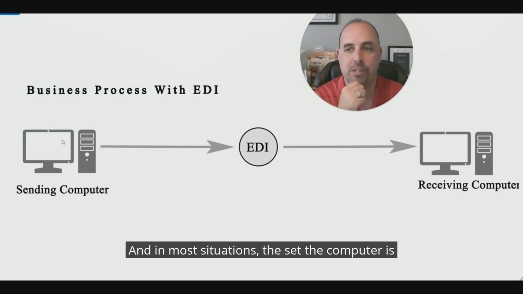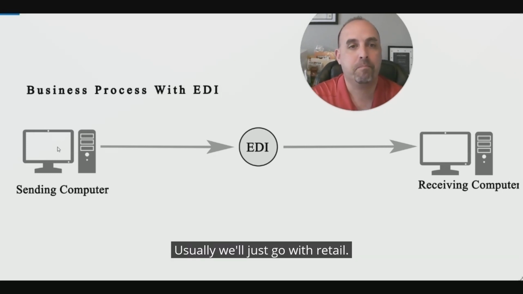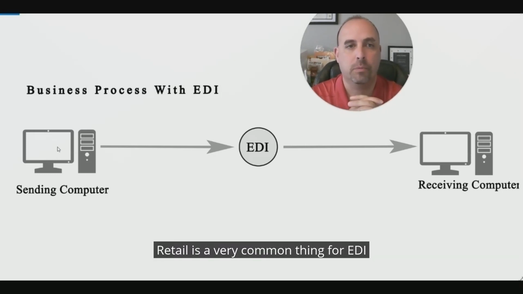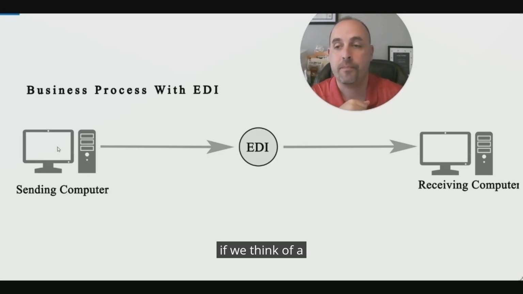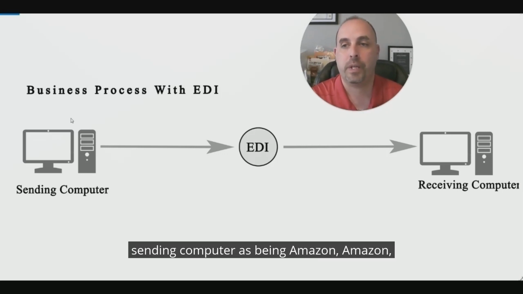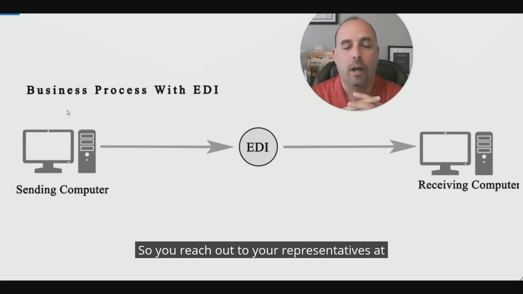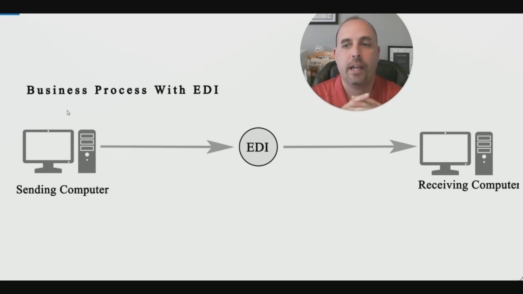And in most situations, the sending computer is going to be, we'll just go with retail. Retail is a very common thing for EDI, and healthcare and all these other industries can do it too. If we think of the sending computer as being Amazon, you want to do business with them. So you reach out to your representatives at Amazon. Amazon says, yes, we want to move forward. We would love to have a relationship with you. We want you to do EDI.